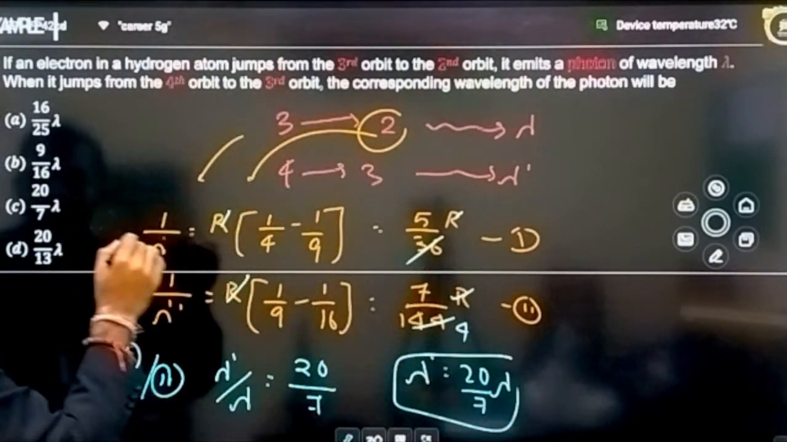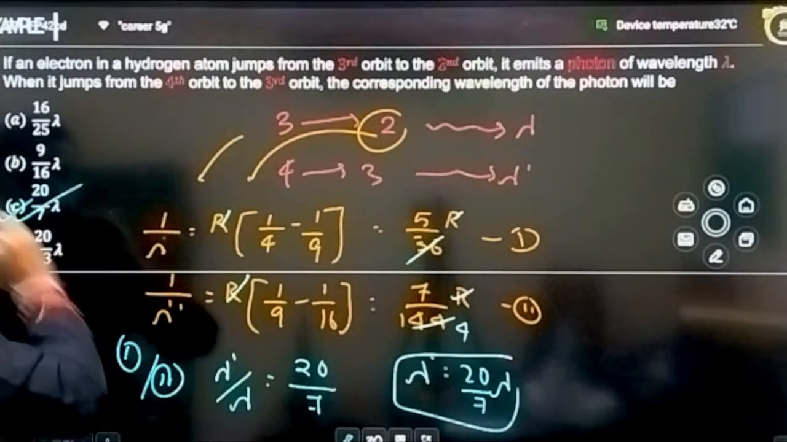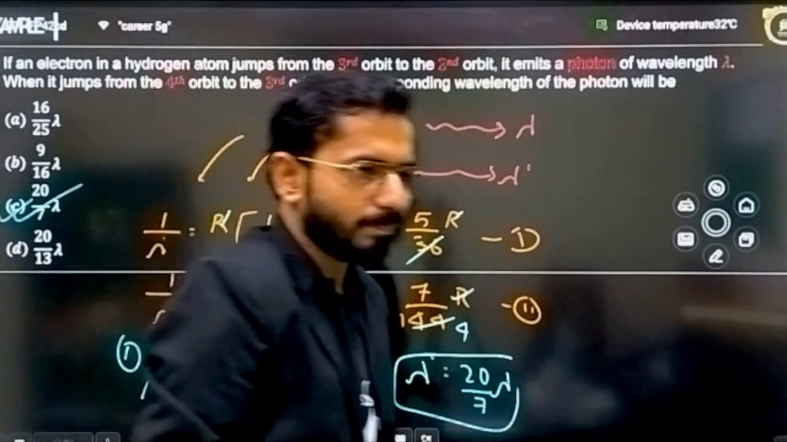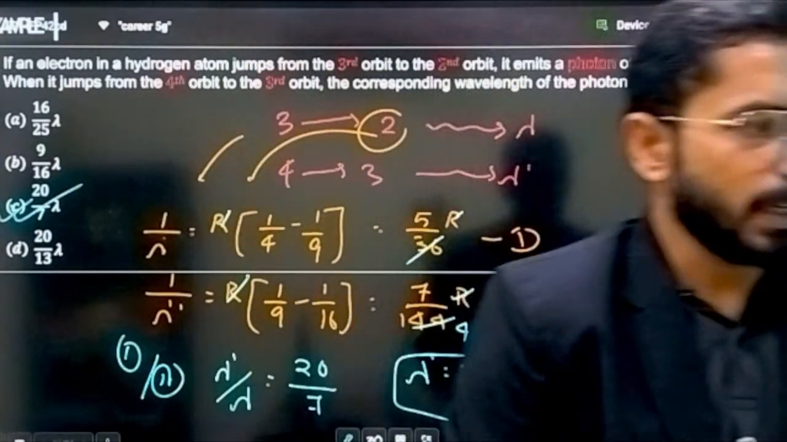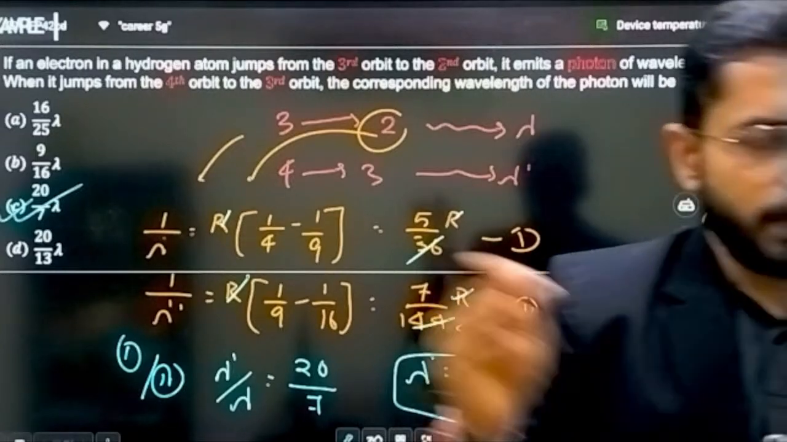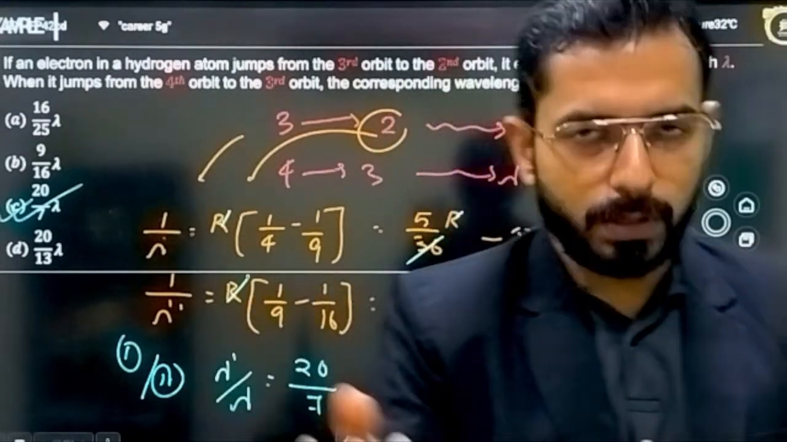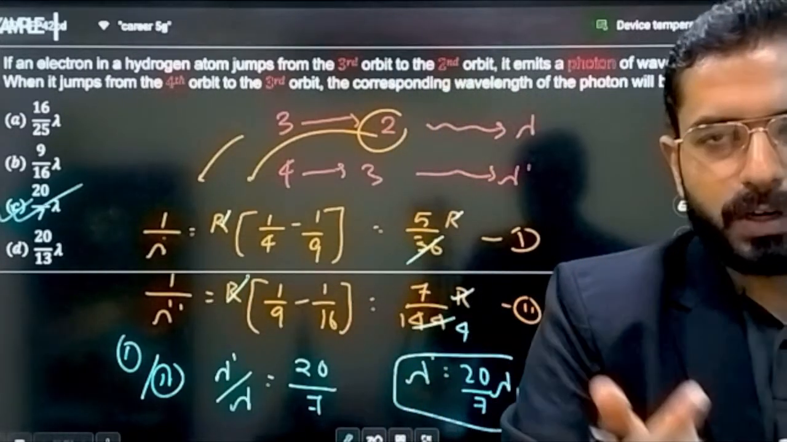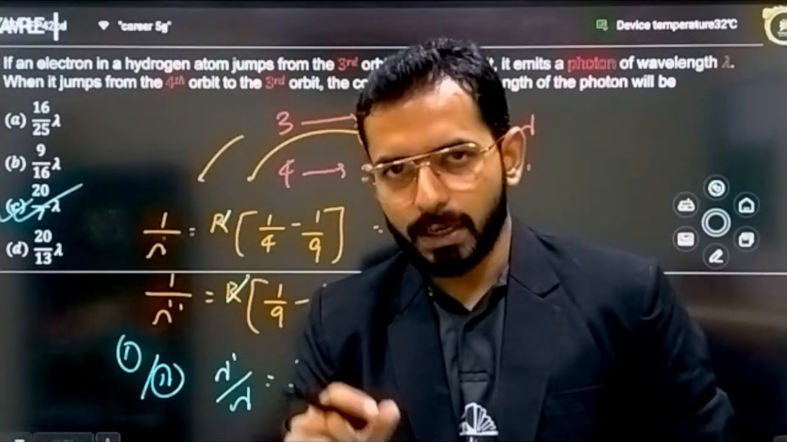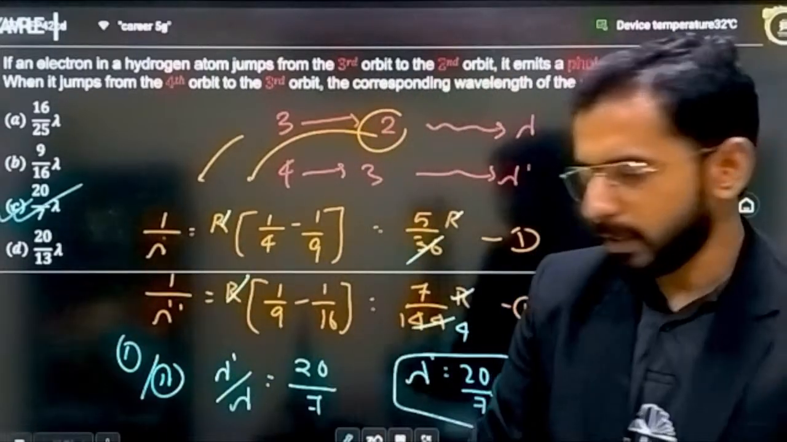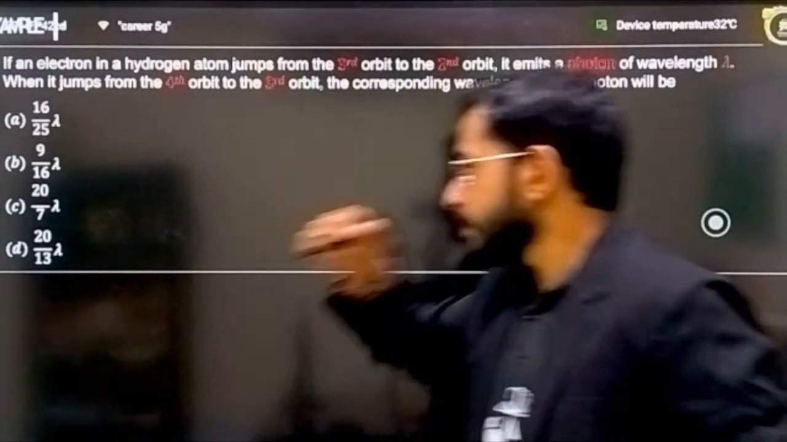Any option there? 20 by 7 lambda. Option C. Correct. This way you will be applying. Just remember that, don't get confused about what will be n1 and what will be n2. Simply, the smaller orbit you write first, and the higher orbit you write second. Just write it. Okay.